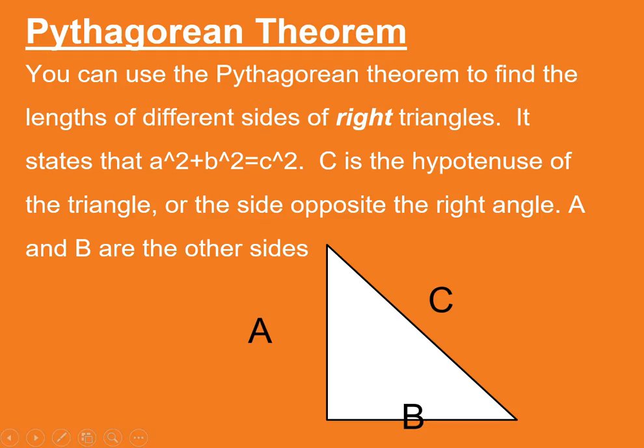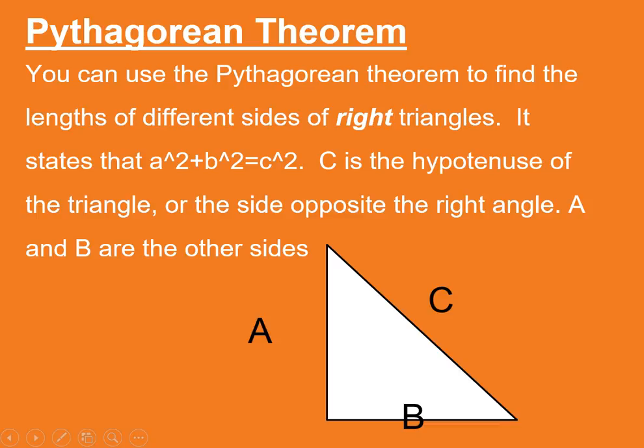Now, the Pythagorean theorem. A lot of times you're going to have to find either the length of a side of a triangle or a hypotenuse or any number of things. This can be used with right triangles, and the formula is as follows: a squared plus b squared equals c squared. C here is the hypotenuse of the triangle, or the side opposite the right angle, and a and b are the sides. So we've got a here, b here, c here.